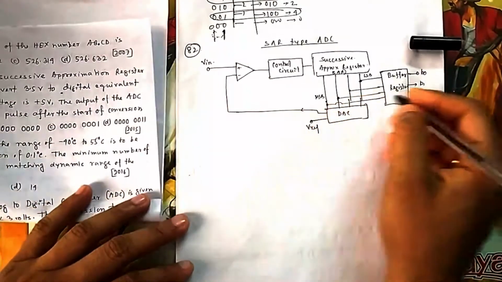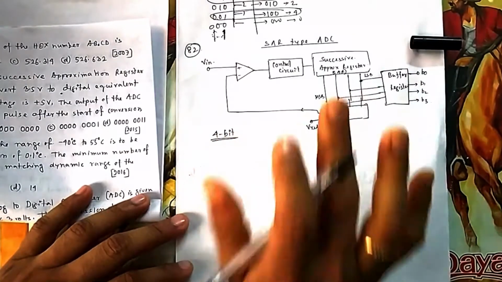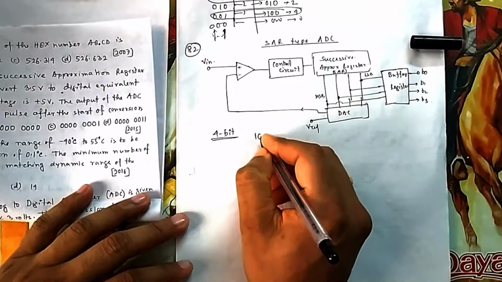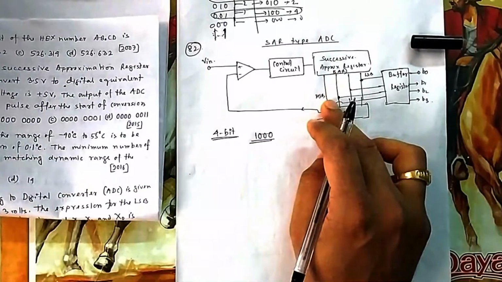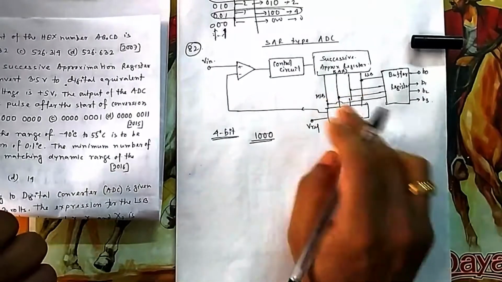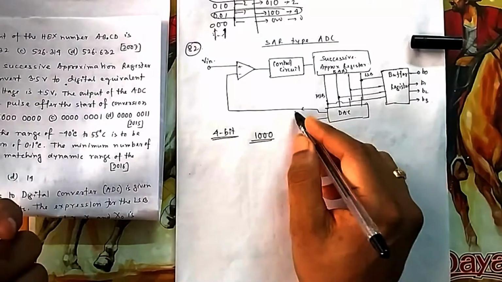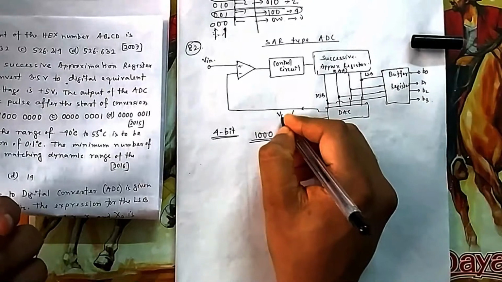So initially, suppose I take a 4-bit explanation, a 4-bit ADC. Initially the MSB is kept 1. So first it will send the signal 1000. All three other bits will be 0, and this one will be 1. So whatever V REF you give, accordingly that portion will come out. Suppose this is the feedback that is coming, V feedback.